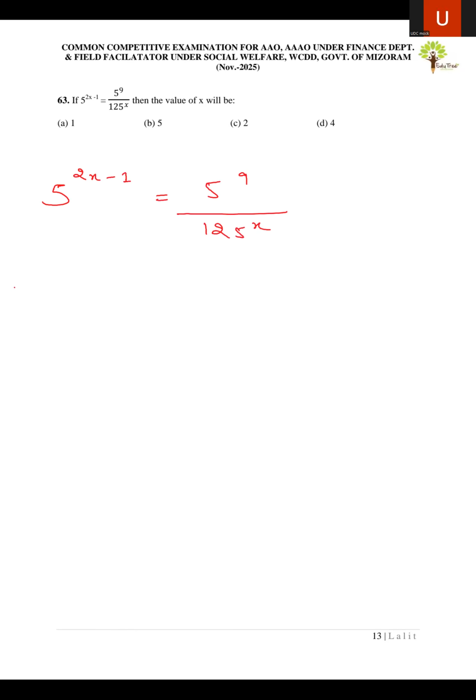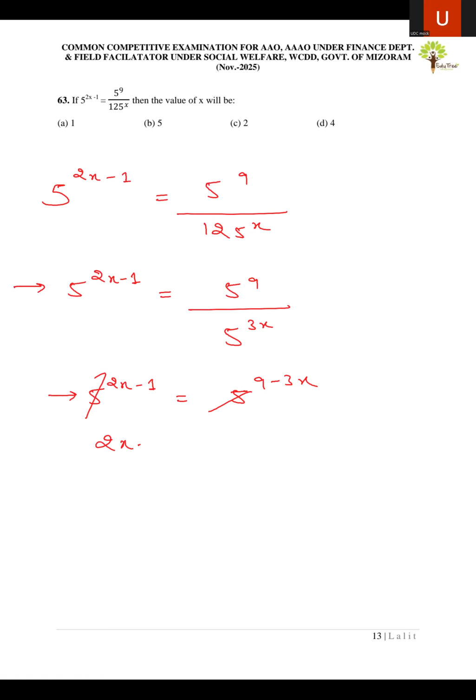We can write this one as 5 raised to the power 9. Now 125 means 5 cube. So we can write this one as 5 raised to the power 3x. Now this in turn can be written as, now when bases are same, just subtract the powers. Now you can cancel them out. So we can say 2x minus 1 equals 9 minus 3x. So this will be 5x equals 10 and x equals 2. And option number C will be the answer for this. All right.